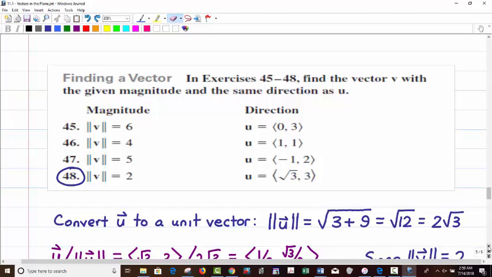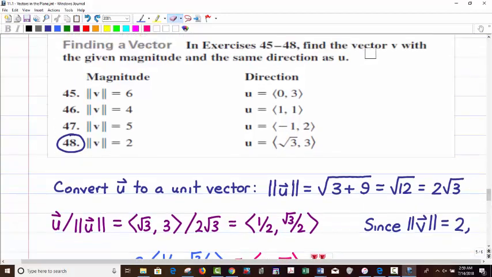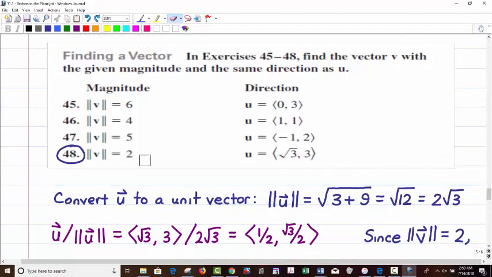All right, 48. This one is one of the most interesting problems in this section, I think. Now this says we're trying to come up with a vector v who has a magnitude of 2 and goes in the same direction as u. So we're not necessarily looking for a unit vector. There's a couple of ways you can do this, but the easiest way I think is what I did here. If we know that v is going to have a length of 2 and it's going to go in the same direction as u, let's say here's what u is first.